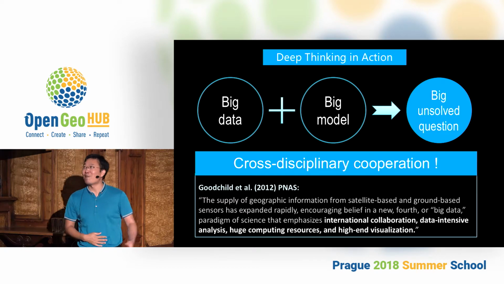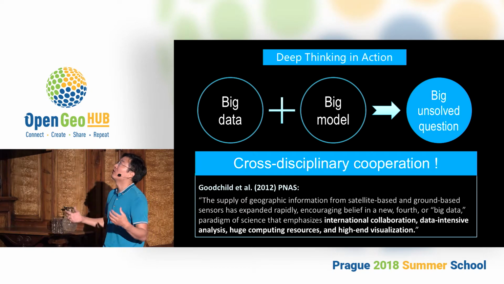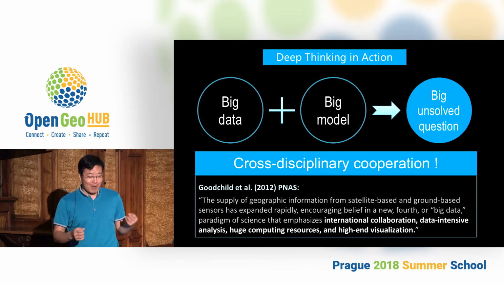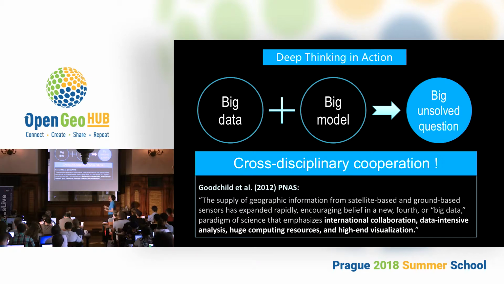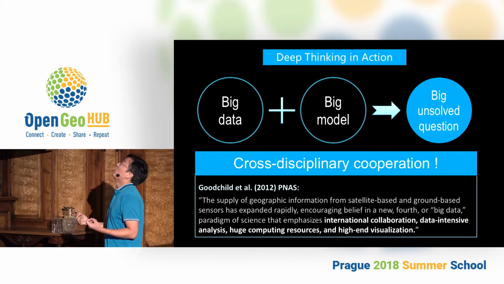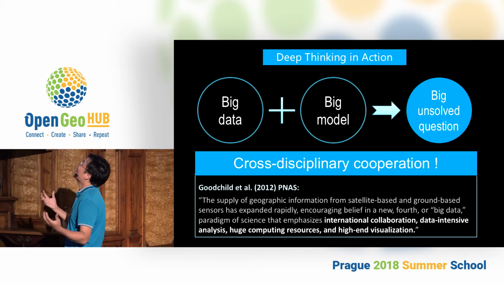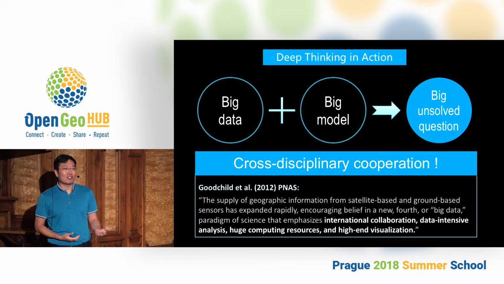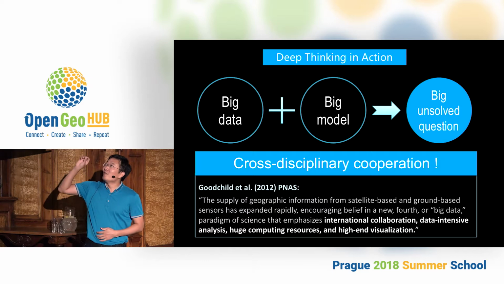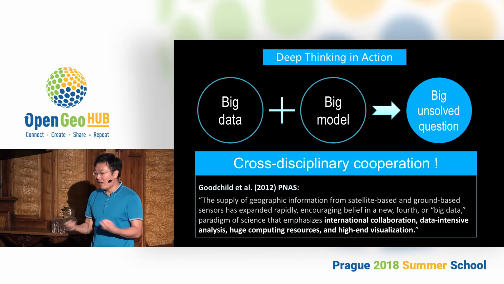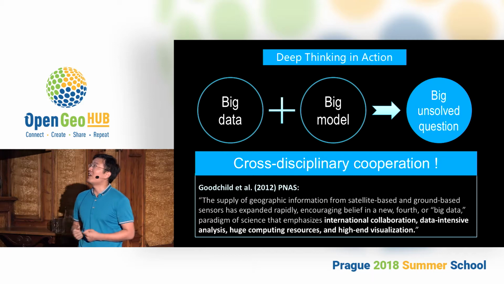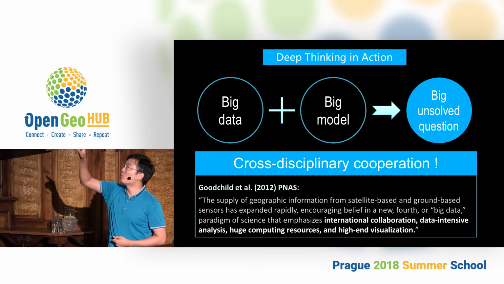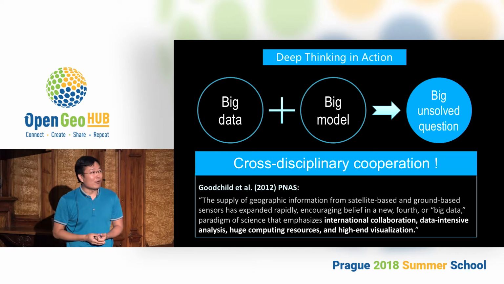Here's a summary I want to tell you. Besides big data, we also need big thinking. That means we need big models. Big data plus big models, maybe we can answer some big unsolved questions. But this needs people to collaborate with each other. It is better to have cross-disciplinary collaborations.